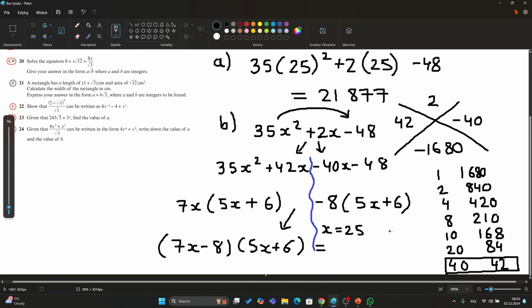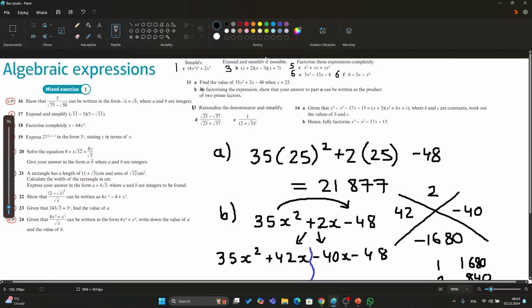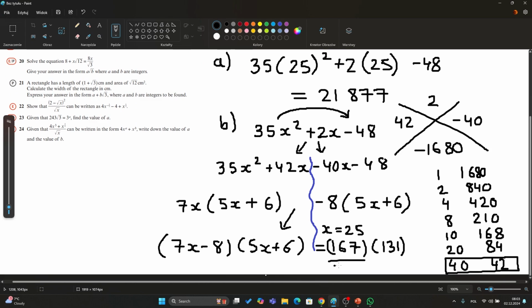Now if we plug 25 into those two numbers, then 7 times 25 minus 8 is 167, and 5 times 25 plus 6 is 131. So the answer to showing that your answer to part A can be written as a product of two prime factors is 167 and 131, which are prime factors, so they can be written as prime factors.